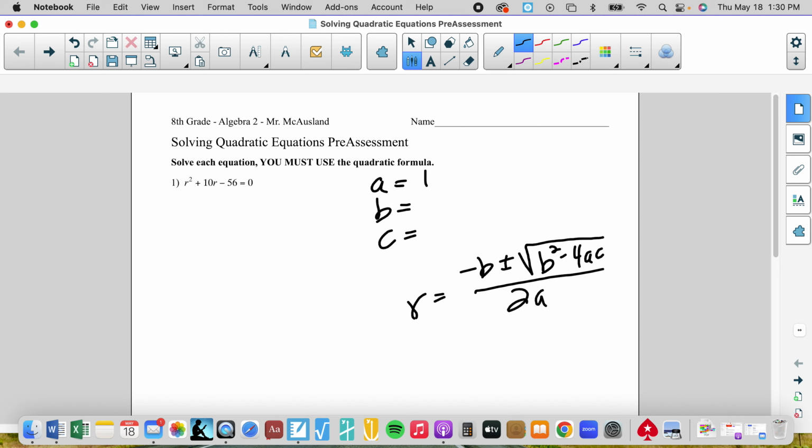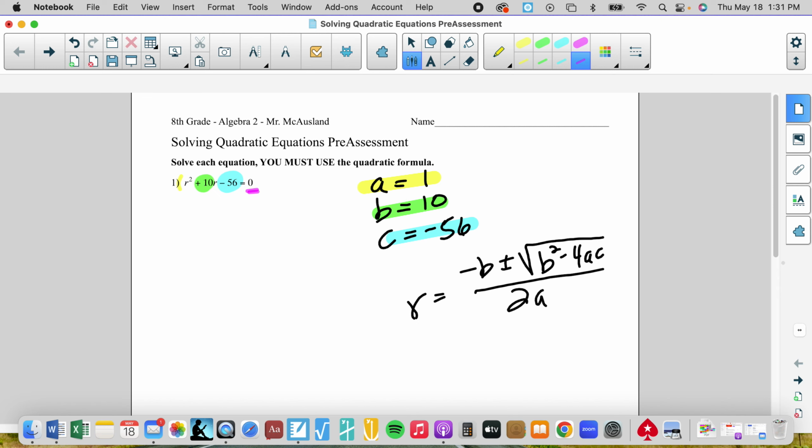So a is 1, b is 10, and c is negative 56. Just in case you wanted to know where I got those values from, a is the coefficient of r squared, b is 10, that's the coefficient of r, and c is negative 56, that's my constant. And I pull these values a, b, and c when the equation is set equal to 0. We cannot pull these a, b, and c values out until it's set equal to 0.